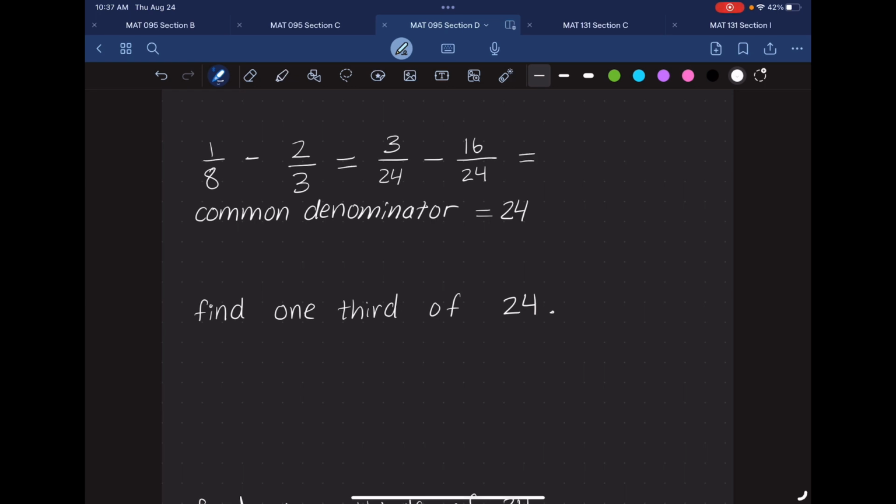And then I can subtract across the numerator. So I have 3 24ths minus 16 24ths. I ask myself how many 24ths would that be, and that would be negative 13 24ths.